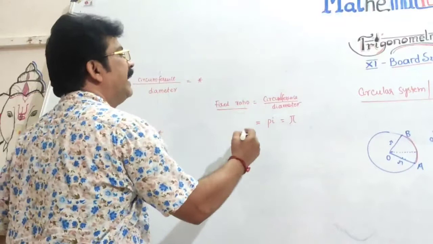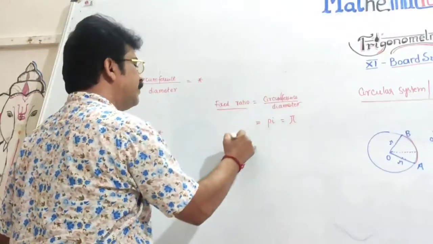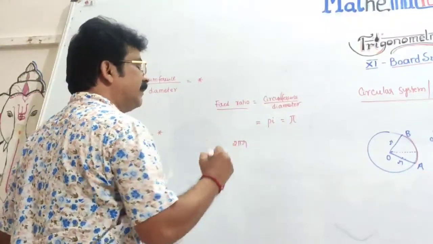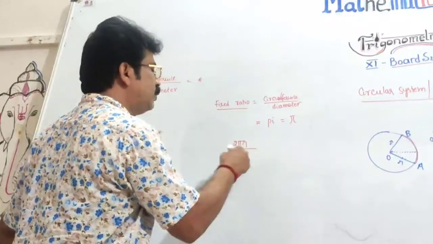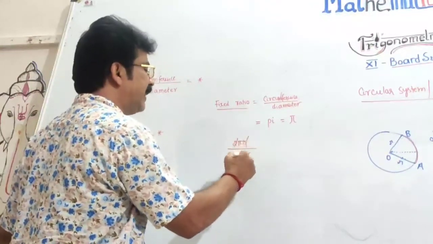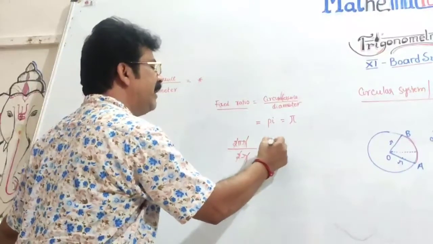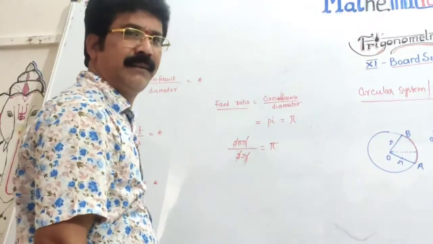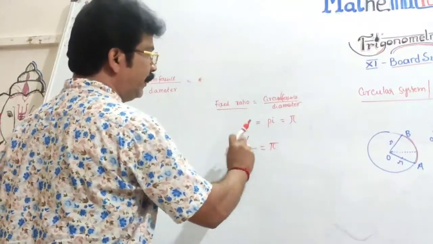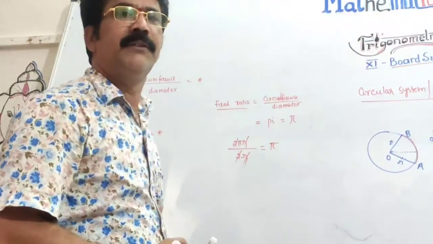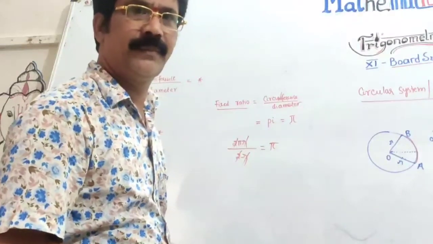Thus, we obtain later that the circumference is 2 pi r. Circumference of the circle is 2 pi r. Diameter is 2r. 2 cancels, r cancels. It is only pi, just like that. Understand? Right. So this is about pi. Later we derive one standard theorem.